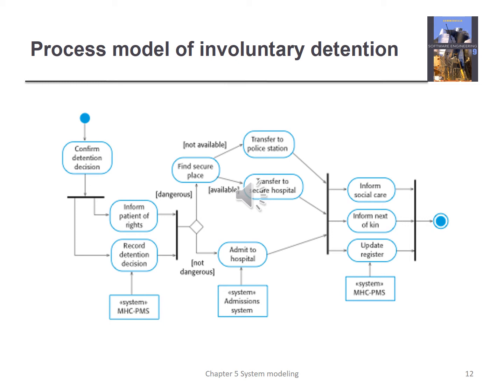And then after that, you go back to the mental health care patient management system to inform the social care agency. Then you inform the next of kin, which is his family or her family or whatever. And then you update the register. We update the information about that patient in the mental health care patient management system.